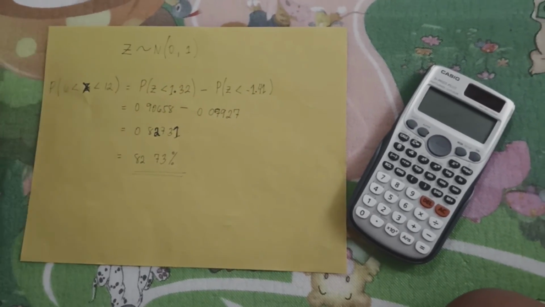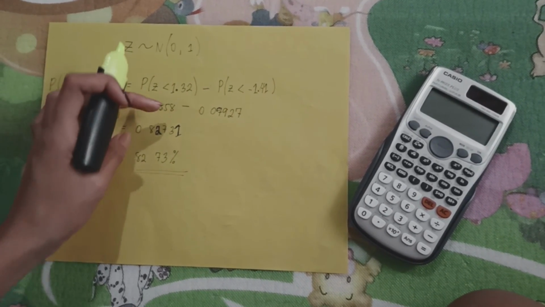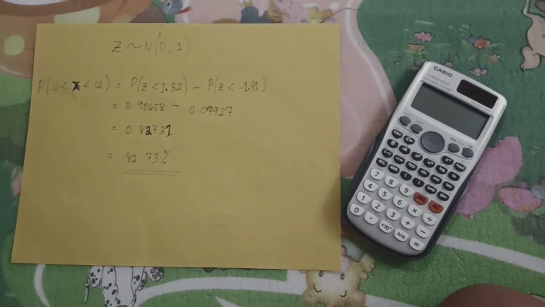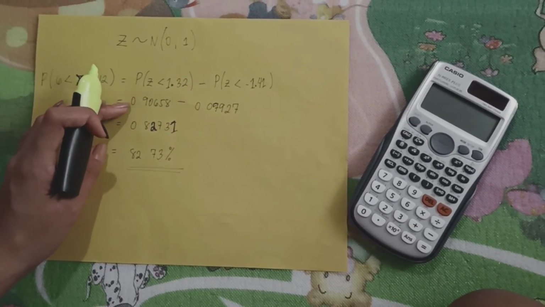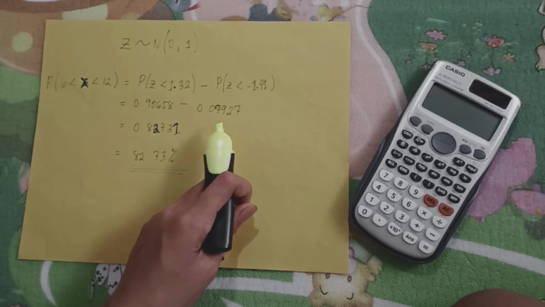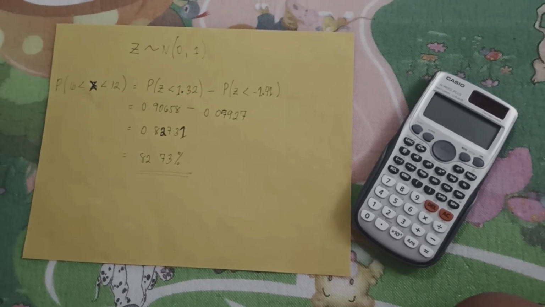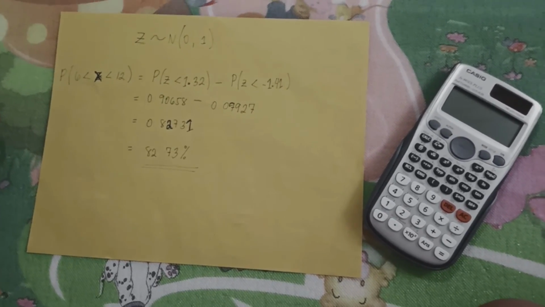So the value of 1.32 in a z table is 0.90658 and the value of negative 1.41 in the z table is 0.07927. So 0.90658 minus 0.07927 is equal to 0.82731. So there is 82.73%.